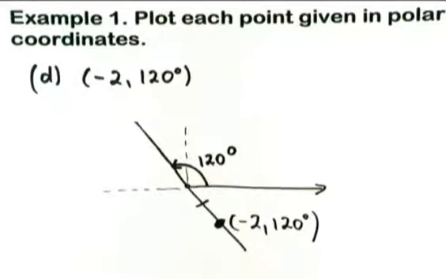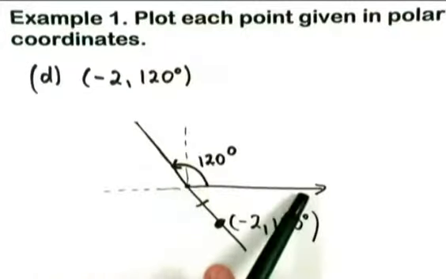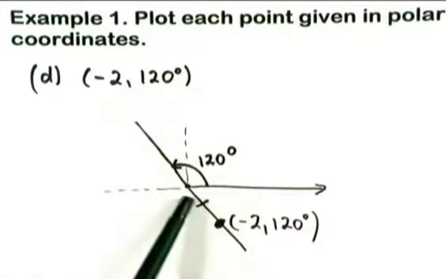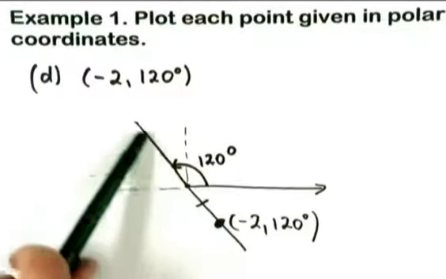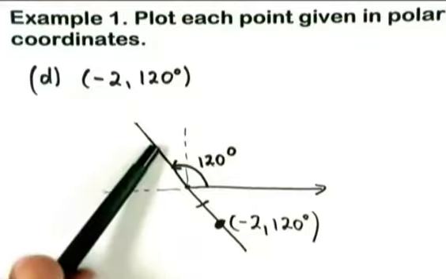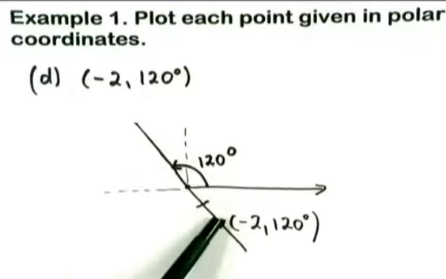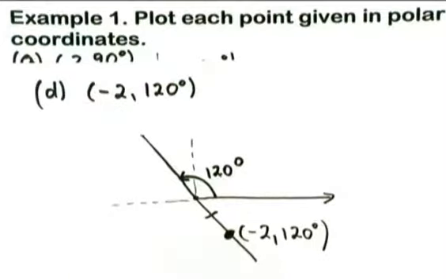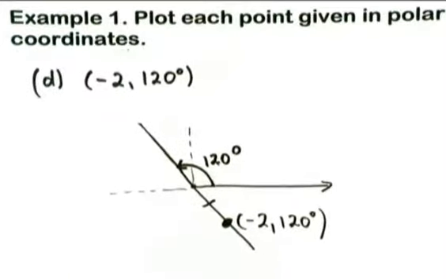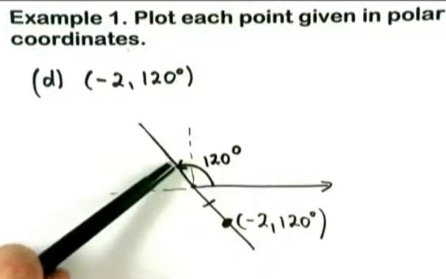The procedure for plotting a point is: first draw the pole and the polar axis. Then find the angle, whatever angle is given, 120 degrees right here, and then find the distance. If the distance is negative, you are on the opposite side of the pole. Here is my pole, opposite side, and measure 1 and 2 distances. If you were at positive 2, then it would be 1 and 2 on this side.